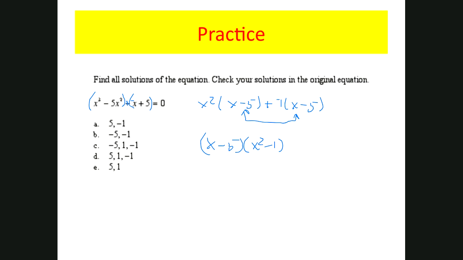Well, x squared minus 1 can still be factored. That's the difference of 2 squares. So this thing factors down to x minus 5, x plus 1, x minus 1. Amazing. Solution: 5, negative 1, 1. I'm going to go with letter D there.